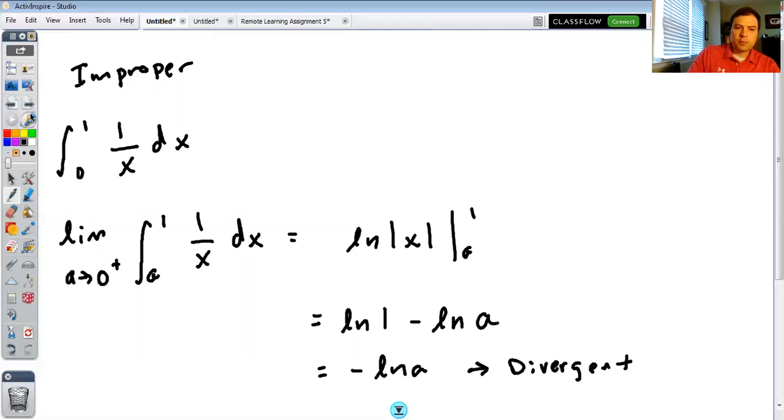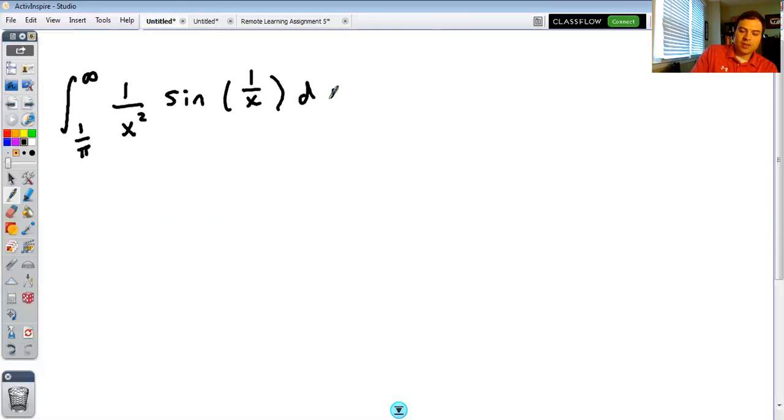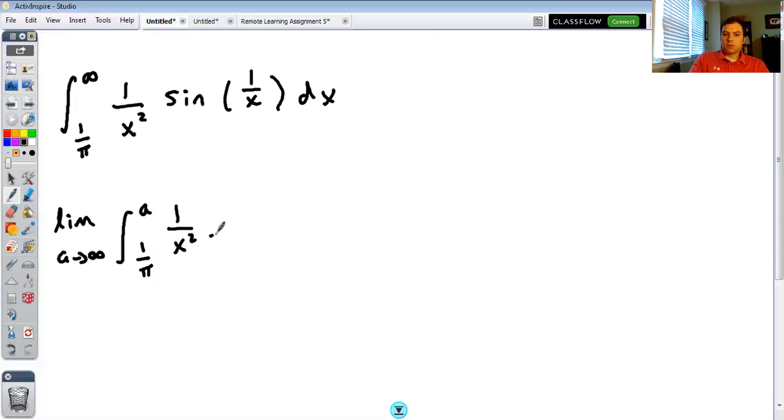Okay, let's look at another example. Let's go to one that deals with an infinite limit of integration. So we're going to take the integral from 1 over pi, I know, bear with me, it's weird, to infinity, of 1 over x squared times the sine of 1 over x dx. Okay, just like the last one. Anytime you deal with an infinite limit of integration, your first step is going to be to rewrite this as a limit. Like that.